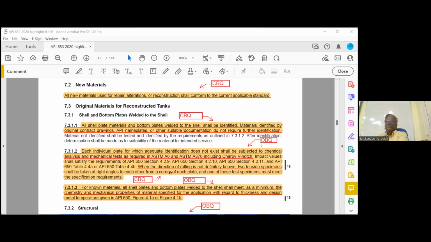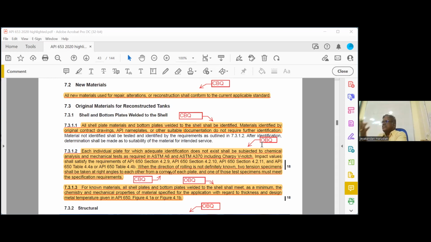Open book question. Suppose you don't know the rolling direction. See, you never remember impact. Longitudinal has a separate value, transverse has a separate value. What is meant by longitudinal? If you are cutting the specimen in the rolling direction, that is longitudinal. If you are cutting in the transverse direction, that is transverse.